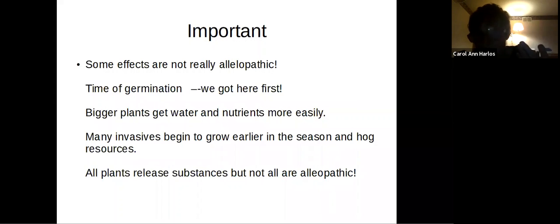That's not allelopathic. All plants release substances into the soil. That is the nature of plants. They're living things. They give off products just as we do. But that's not all allelopathy.